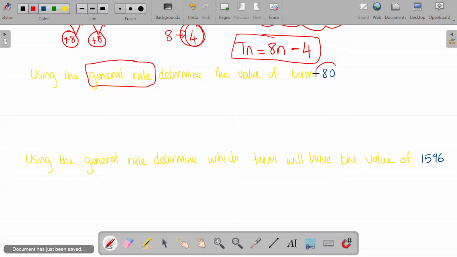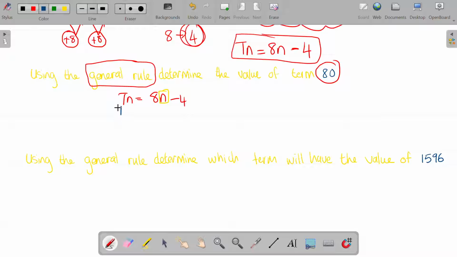So guys, what happens over here when they give you the term? There's something very important that we need to do, and that's called substitution. So what does that mean? It means we're going to replace something with something else. So you write down your general rule that you got, Tn equals 8n minus 4, and then you're going to take this 80 and put it in place of this n here. And that is why I said we're going to substitute. So let's have a look at what that means and how it looks.